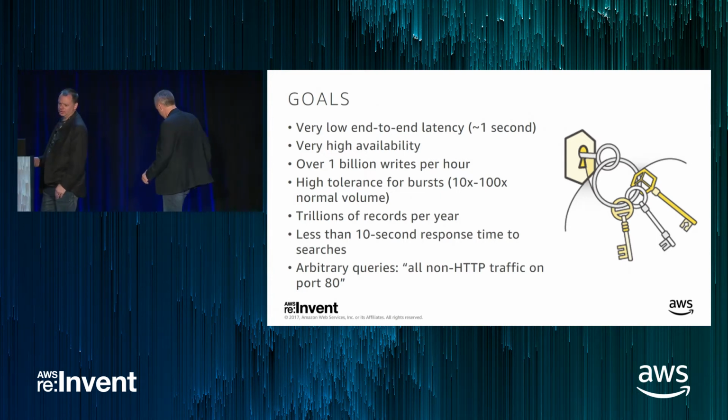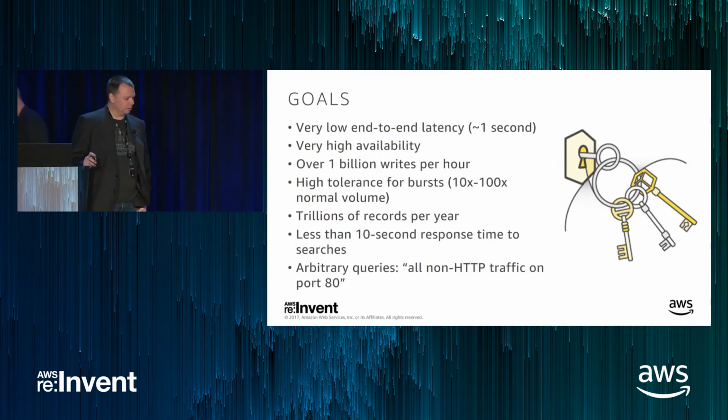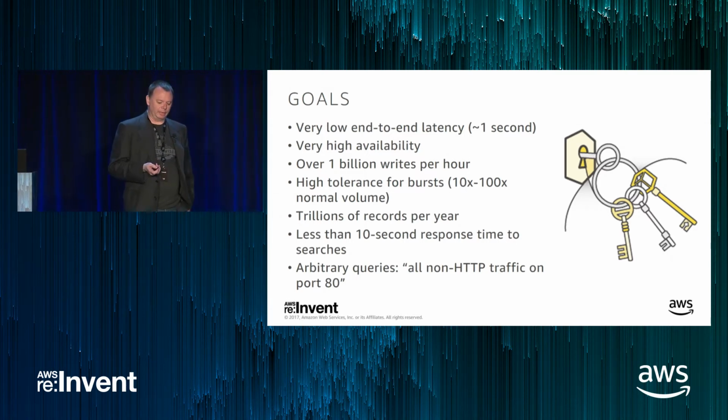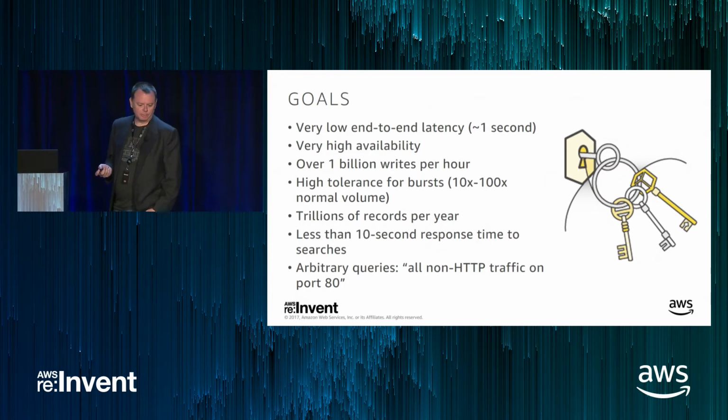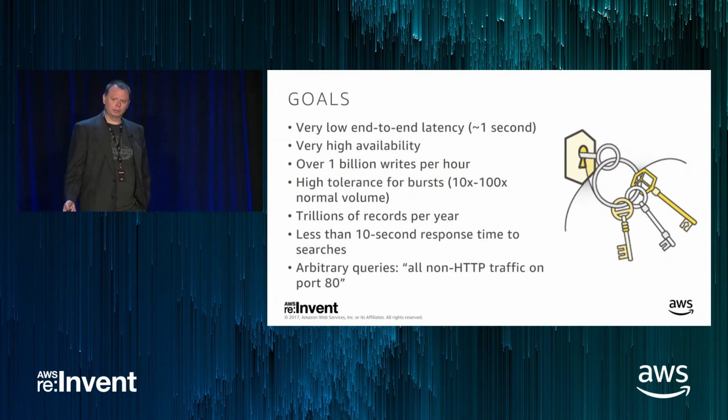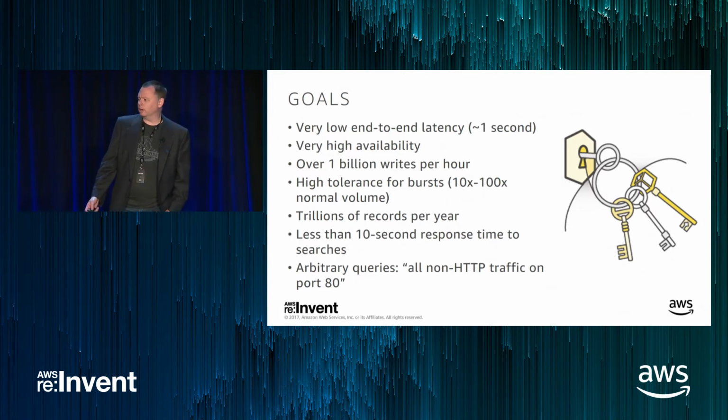Thanks, Gene. So this is kind of in a nutshell what we were trying to build. This is the shape of the problem we're trying to solve, is to have a data pipeline with very low latency. We wanted to detect threats quickly. It needed to be high availability. We don't really have any tolerance for downtime or data loss. The database needs to handle billions of writes per hour, trillions of records per year, be able to handle those 100x bursts that Gene talked about, and still be able to do searches with sub 10-second response time, even for really arbitrary queries.